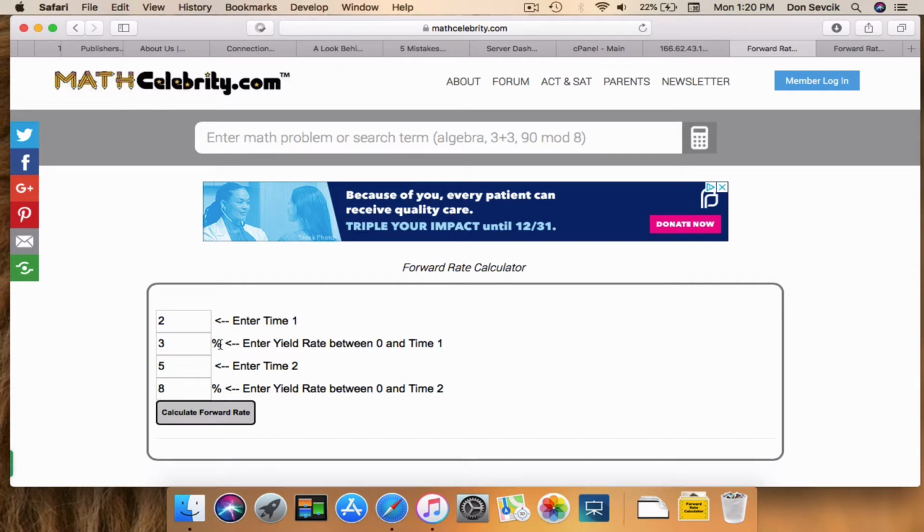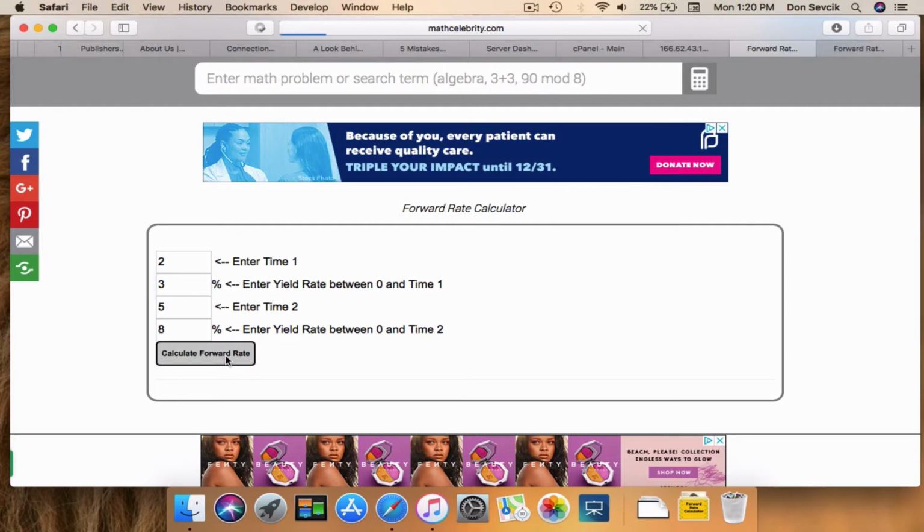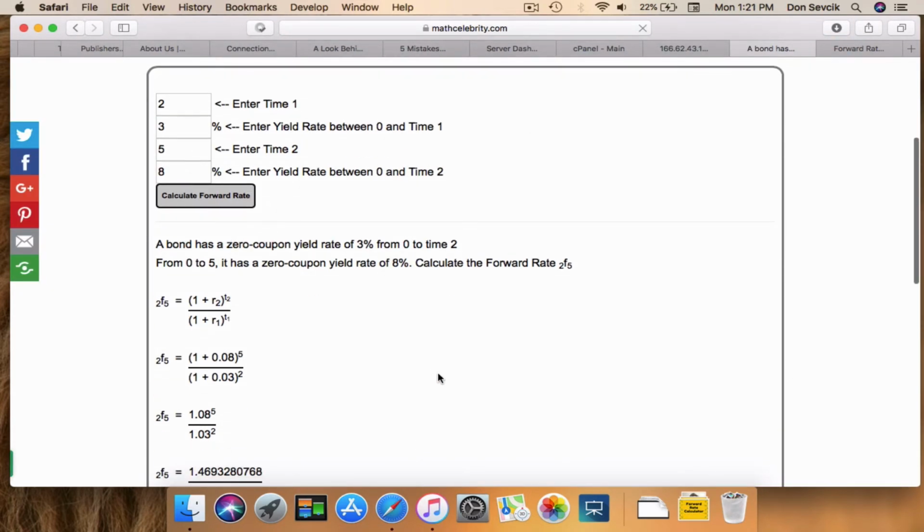So what you're going to do is enter your time 1, your time 2, your yield rate from T0 to T1, and your yield rate from T1 to T2. And key here is percentage. So if they give you 8%, type in 8. Don't type in 0.08. And we'll go ahead and click calculate forward rate.